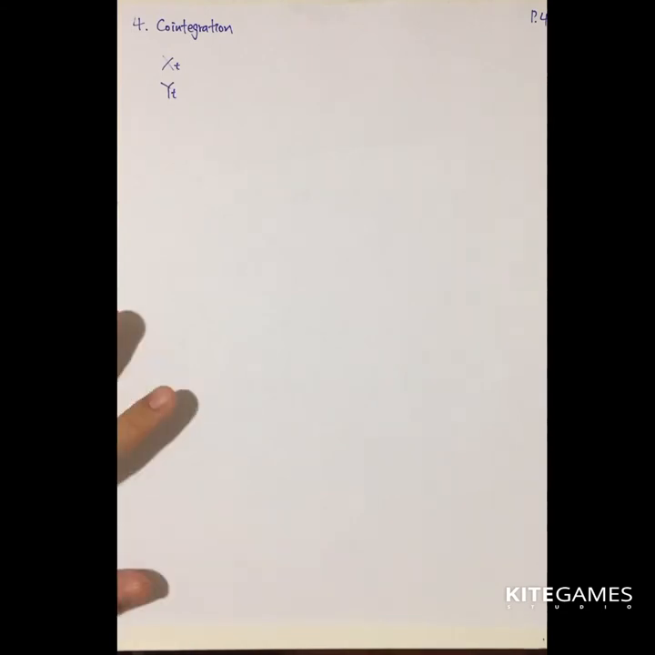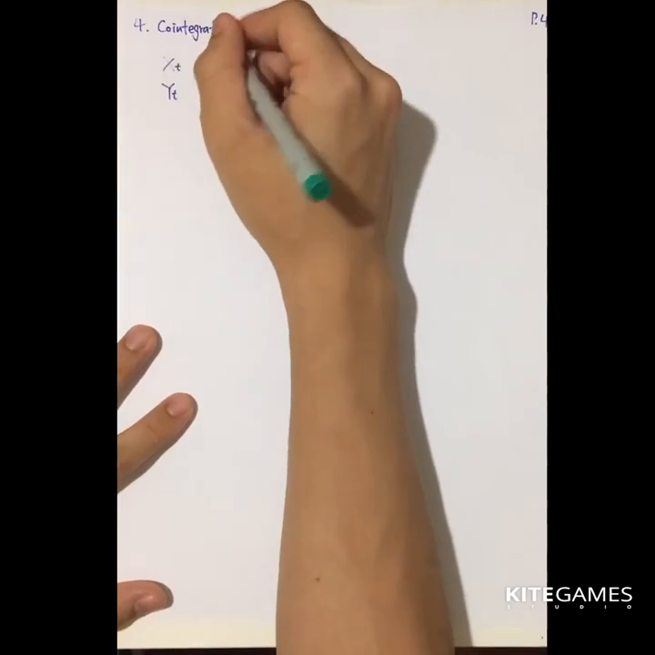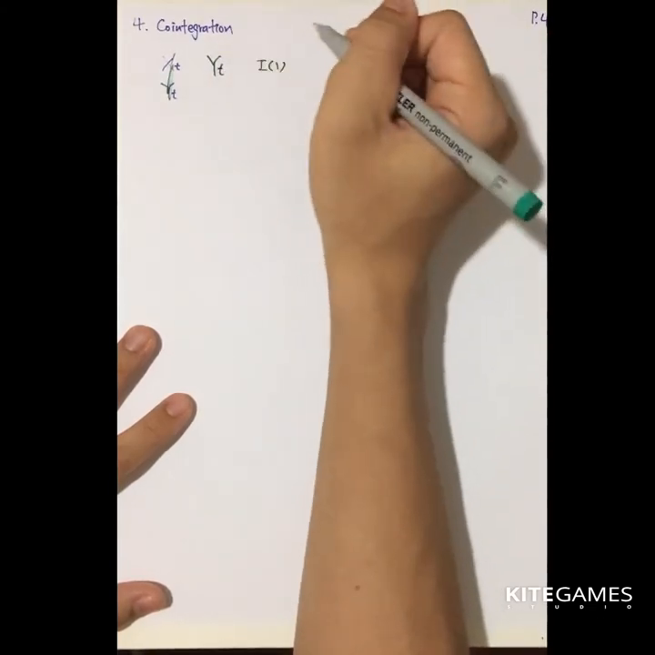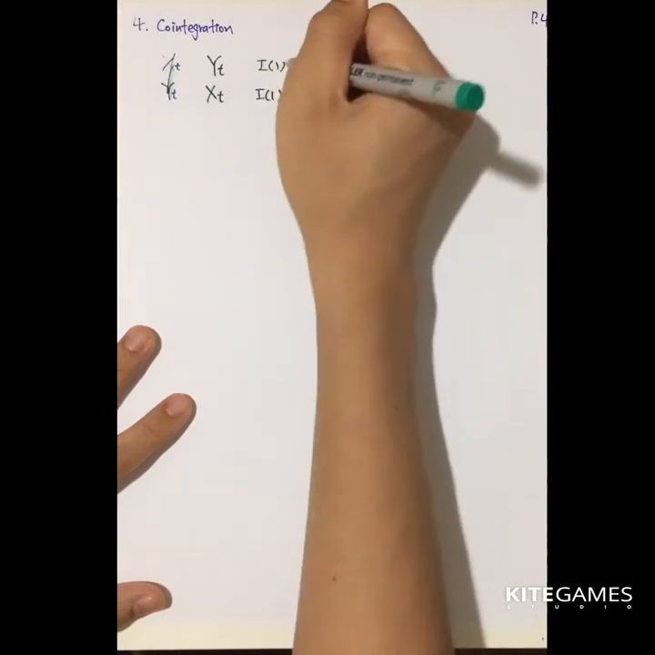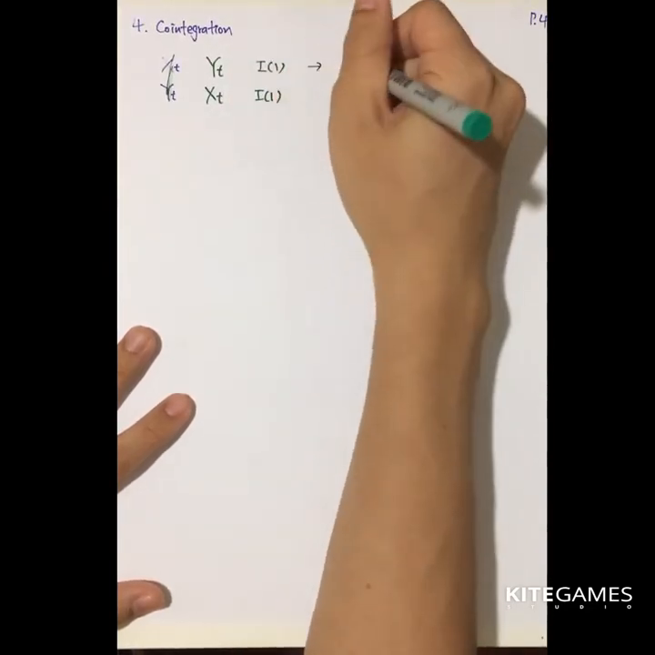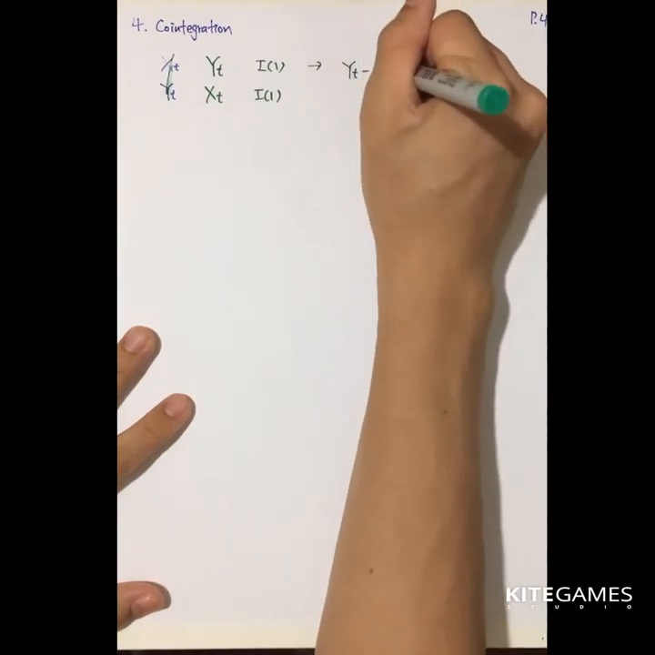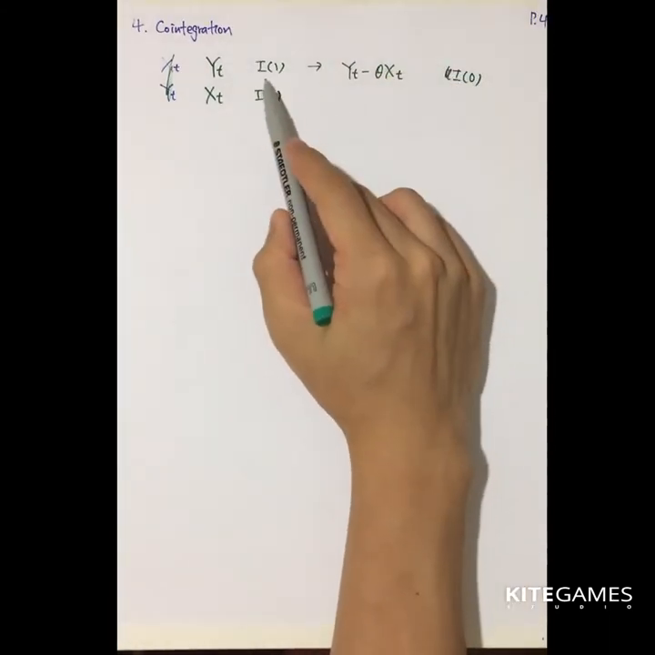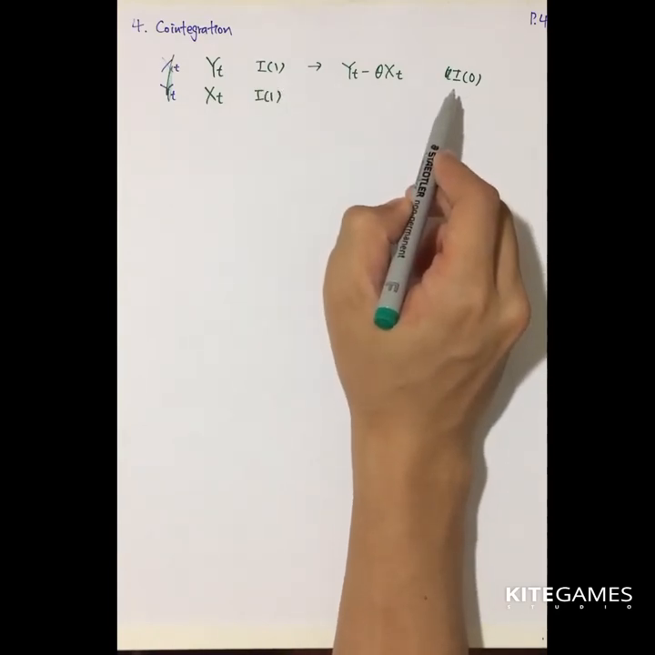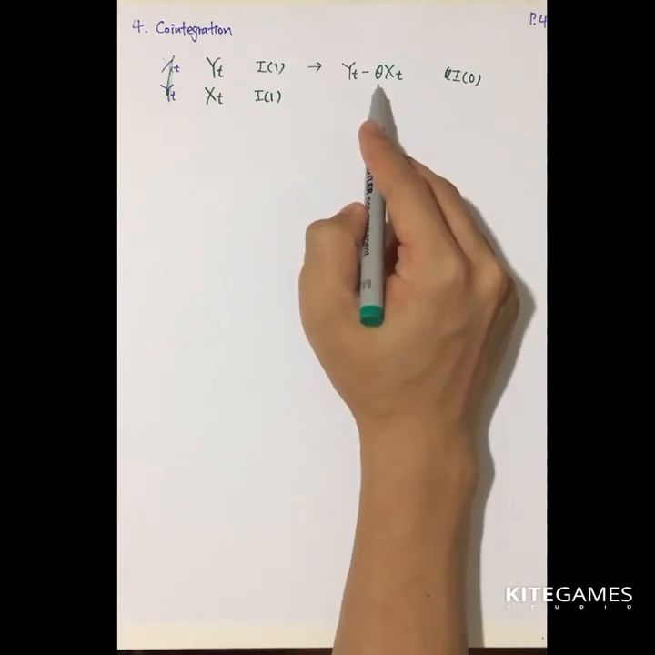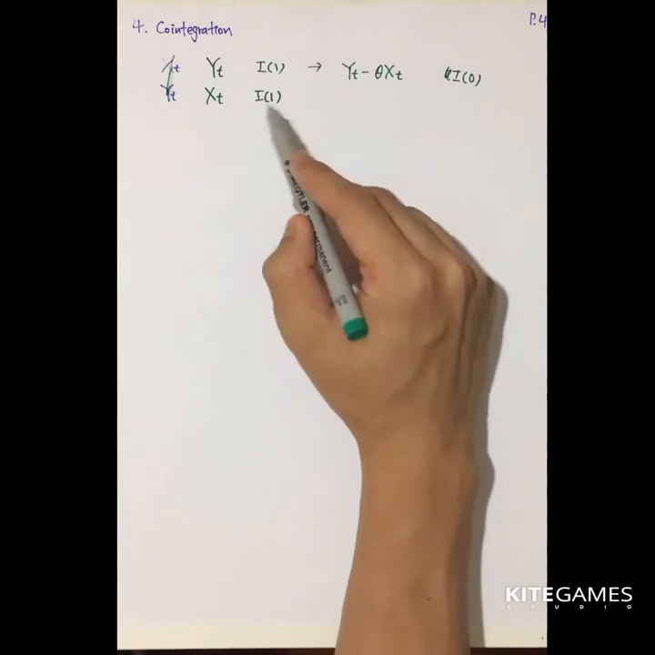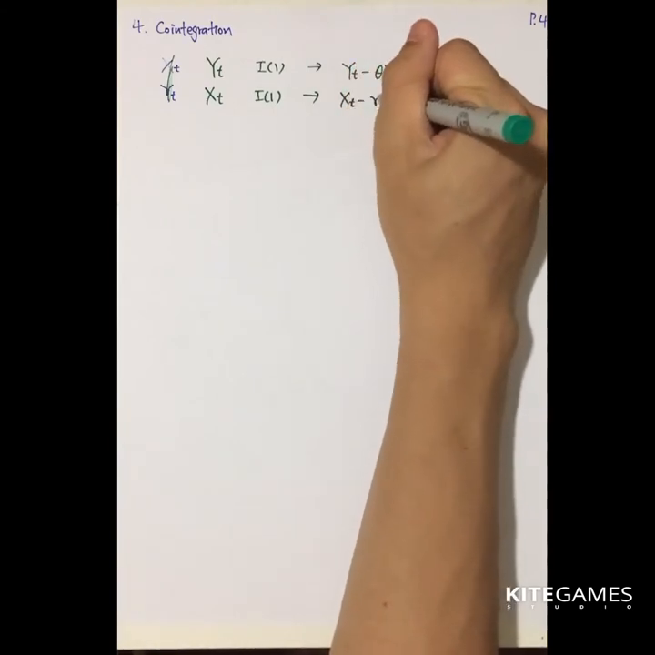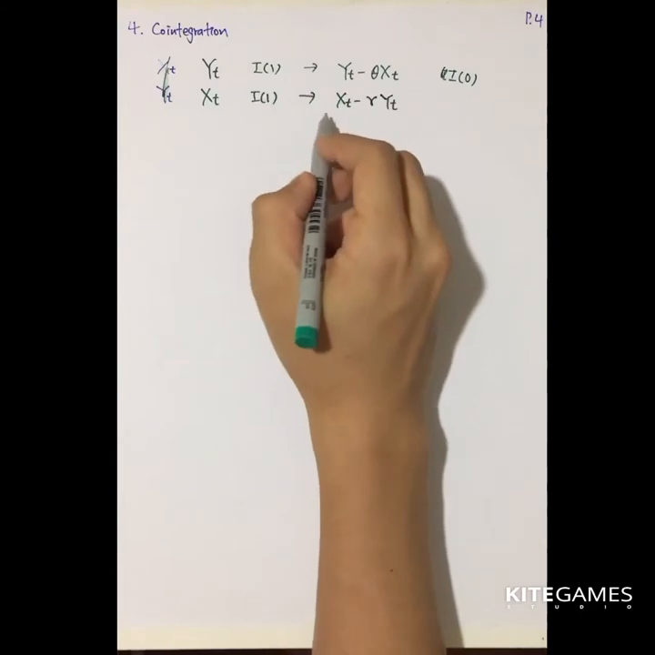The meaning of co-integration is that, say, yt is I(1), integrated of order 1, and xt is also integrated of order 1. They are non-stationary. But maybe in some sense, yt minus some theta times xt can be I(0). You can subtract something from the I(1) and you will get a stationary process. So it is possible that there exists some theta to turn the I(1) into I(0). And for xt also, if it is I(1), you may find some, say, gamma, and turn the whole process into I(0).